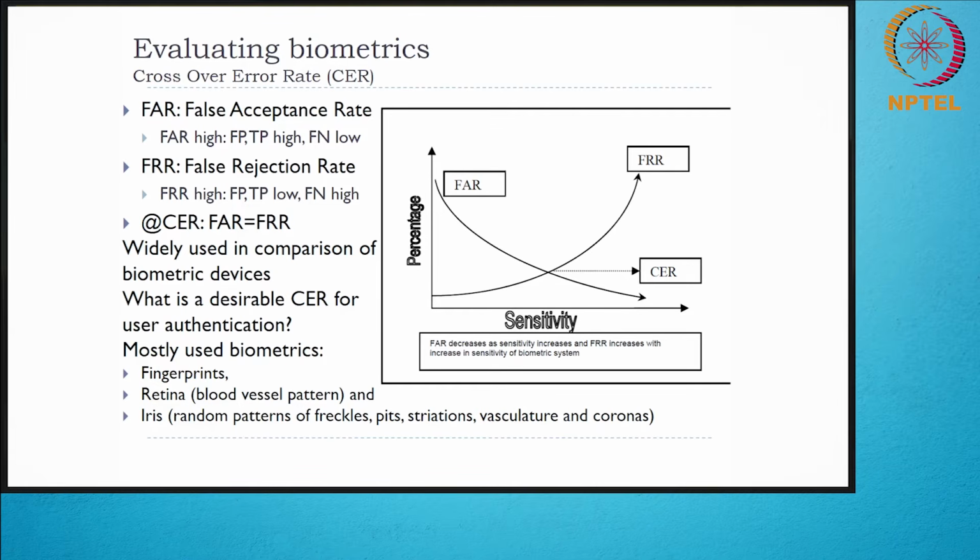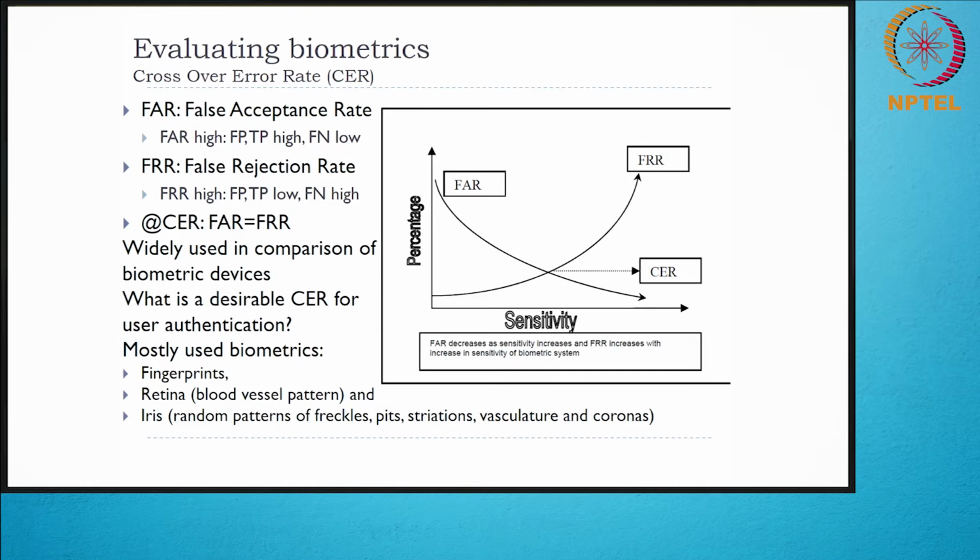Iris is the random patterns of freckles, pits, striations, vasculature and coronas. These are different attributes of iris. The iris has multiple attributes. This combination becomes unique to an individual.